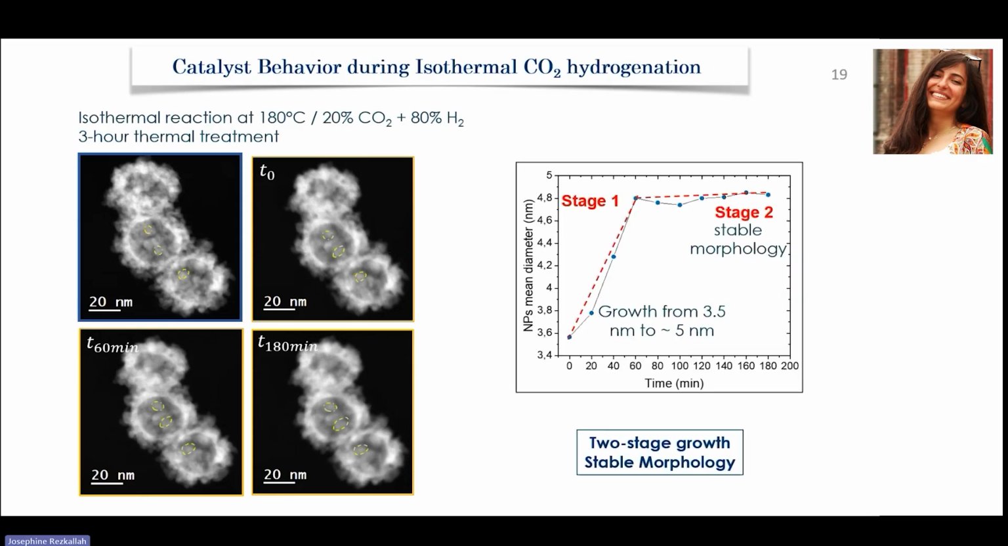The nanoparticles' average evolution is measured as a function of time. There are two stages of growth. The first one is relatively fast. You have a growth from 3.5 nanometers up until 5 nanometers for the first hour. And then the second stage is a stable morphology that these particles maintained for over 2 hours.